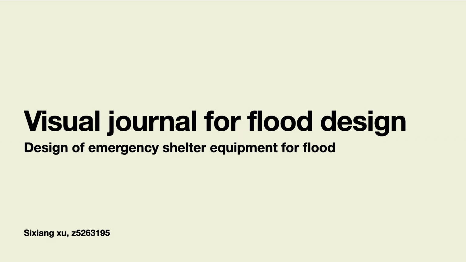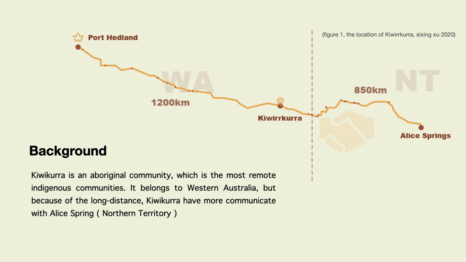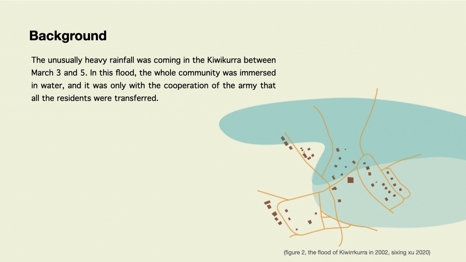My subject is flood design in Kiwirrkurra: designing emergency shelter equipment for floods. Let's start with the background introduction. Kiwirrkurra is an Aboriginal community, the most remote indigenous community. It belongs to Western Australia, but because of the long distance, Kiwirrkurra has more contact with Alice Springs.